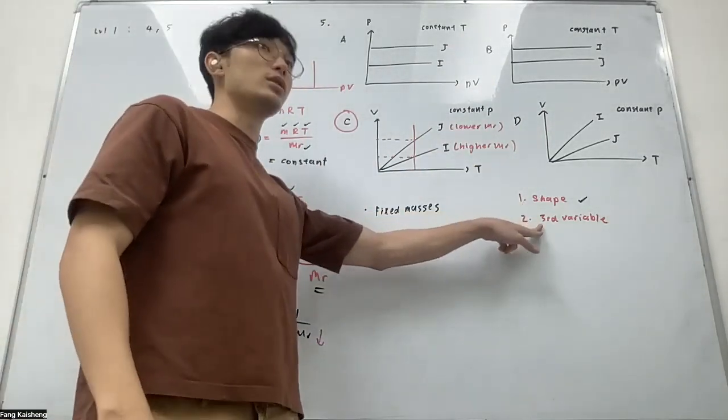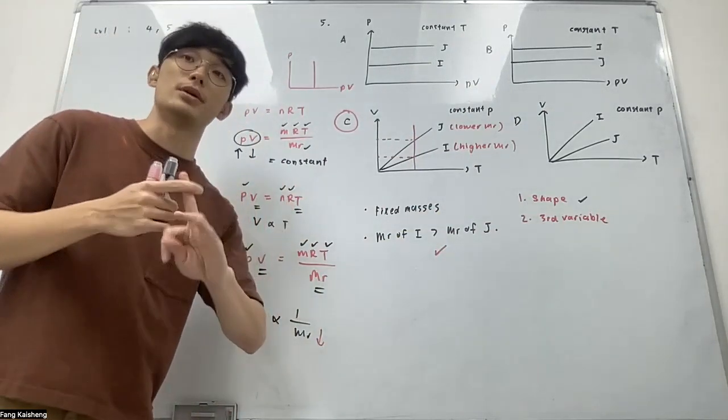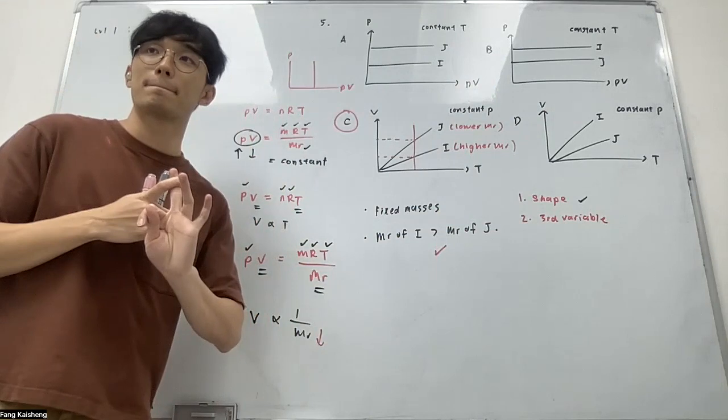Okay, can solve these kind of questions. In the shape, you can settle the third variable by drawing a vertical line such that out of the three variables, one of them is made constant.